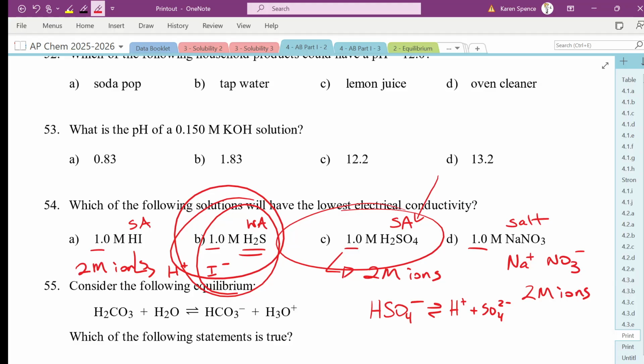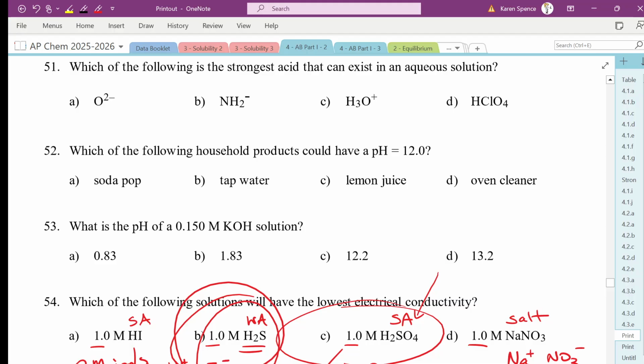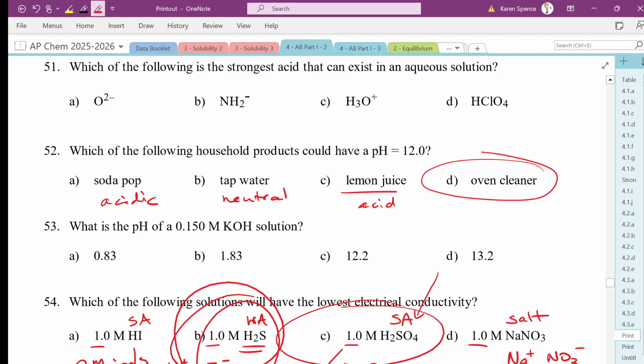Are we responsible for this whole thing? I didn't put any of those in there, but anything that's sour, you can be like, oh, acid. Oh, I know tap water is neutral or close. Pop, acidic. So even if you didn't know, you could be like, oven cleaner, no. But I want you to think about this. Oven cleaner, it's a cleaner. Cleaners are usually slippery, and bases are slippery. Yes, you have to know the properties of acids and bases.